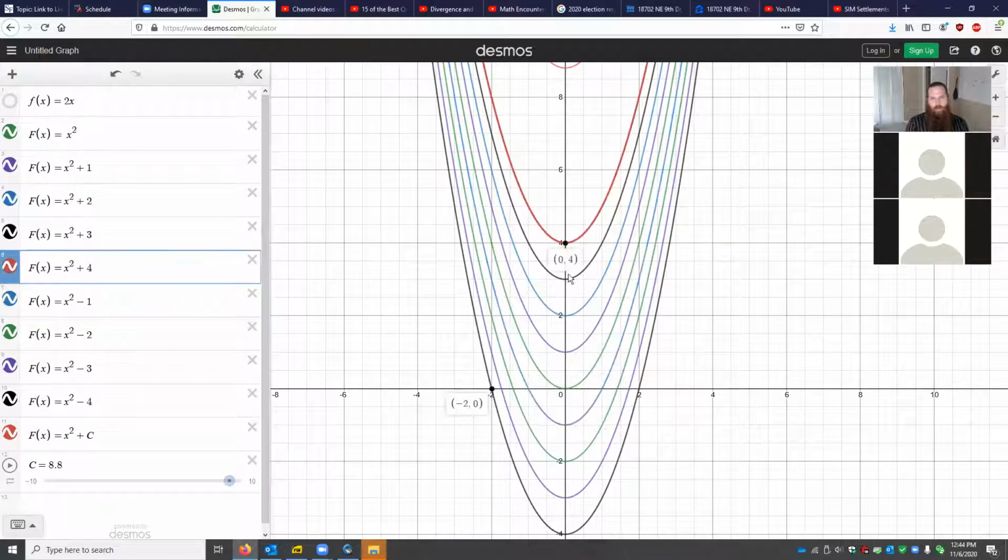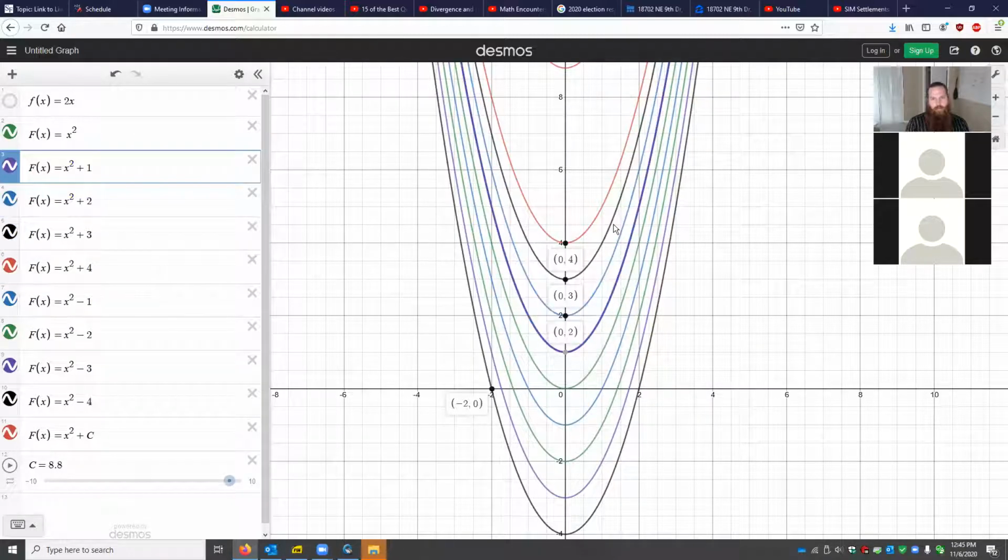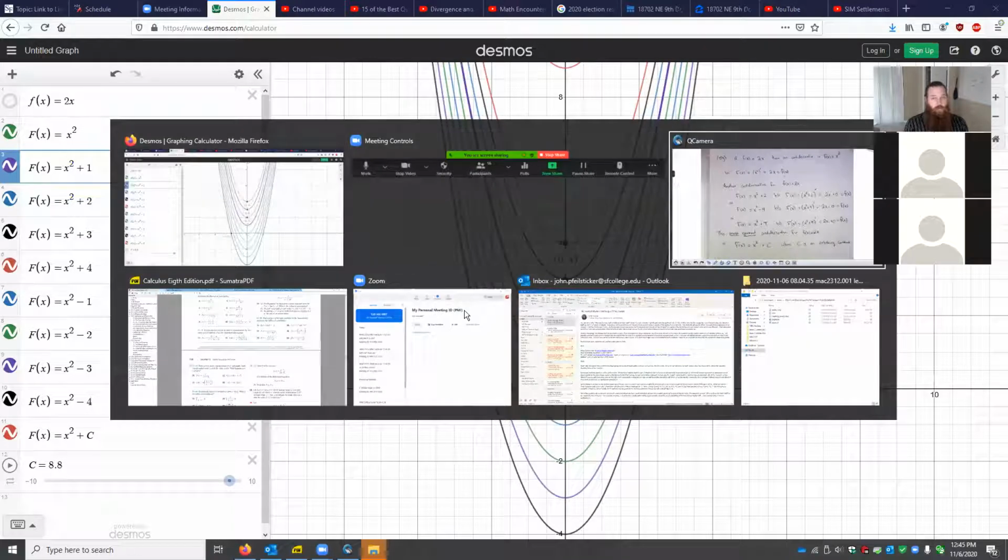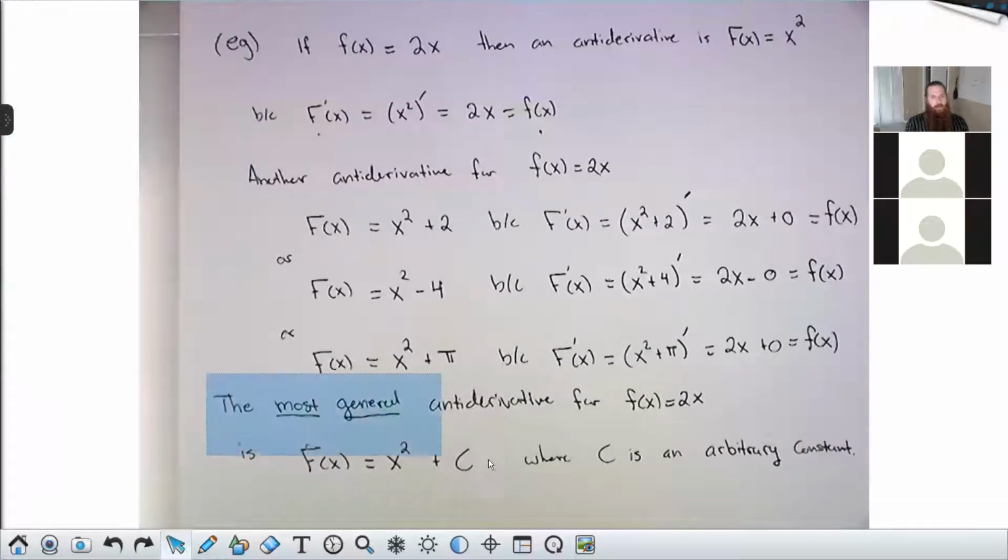They all have the same slope at 0. They all have the same slope at 1. You get the idea. So when you're computing the most general antiderivative for a function, first you find your core or basic antiderivative, and then you slap on a plus c. That's it. Because any function of this form will have this as its derivative.